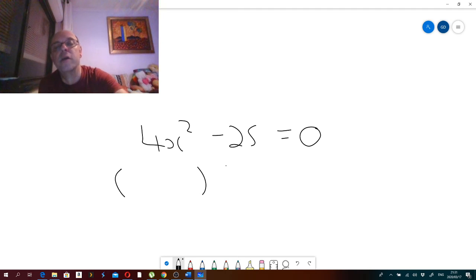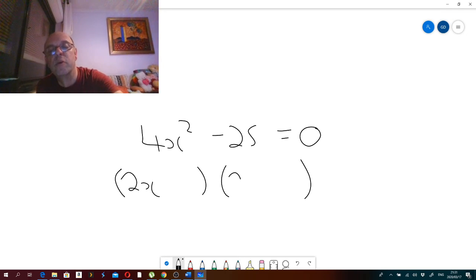Again, we'll go 2 brackets. What is the square root of 4x squared? The answer, 2x. So both brackets there must get a 2x. What is the square root of 25? It is 5. And so now we have a plus or minus.